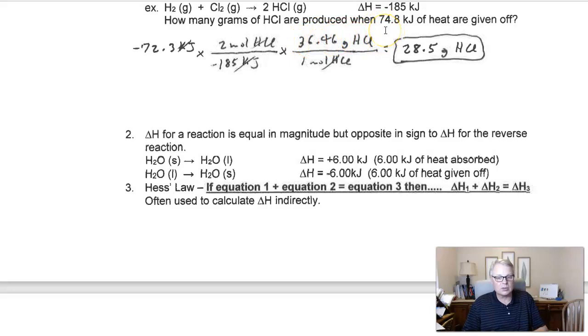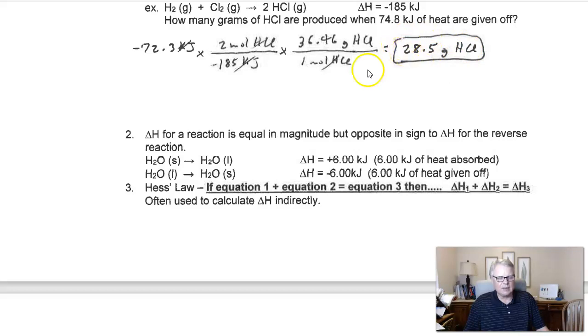All right, so what goes on top, what goes on bottom? Well, you want the moles on the bottom so they cancel, and you want to be left with grams, which is what you're looking for, and so you're done drawing factors. So now we do the math. Negative 72.3 times 2 times 36.46, divided by negative 185, and you end up with positive 28.5 grams of HCl. And there's your answer.